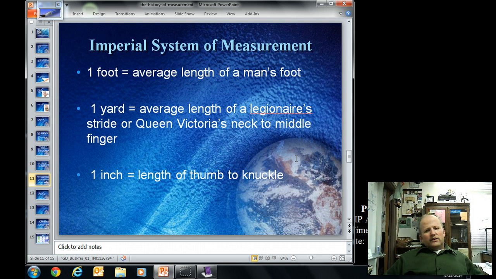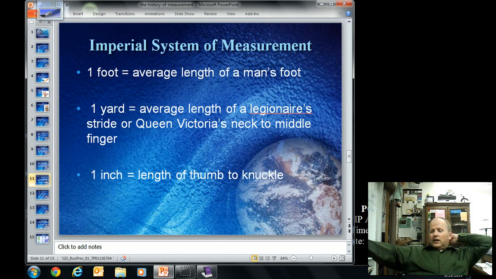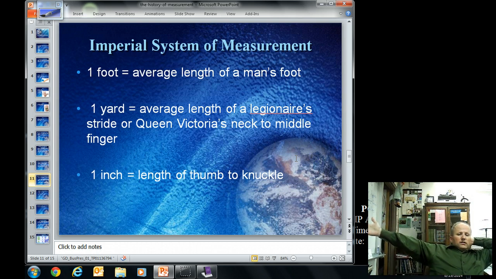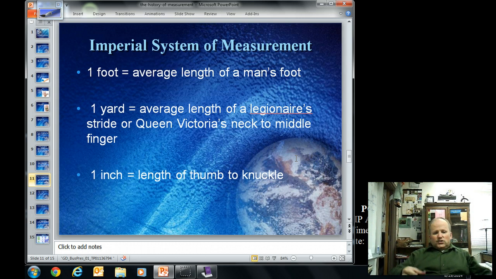A foot is the average length of a man's foot. A yard is the average length of a legionnaire's stride. Basically, as a legionnaire was marching, it was how far he took every step. It is also about the measurement between the middle of Queen Victoria's neck to the tip of her middle finger. An inch, on average, is the distance between the tip of your thumb and your first knuckle. If you measure that distance, most people are pretty close to an inch.